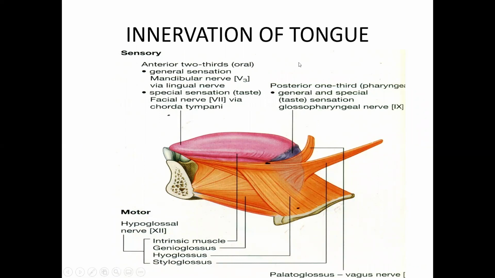Innervation of the tongue, sensory innervation of the tongue. The motor supply of the tongue is the hypoglossal nerve. All the muscles are supplied by the hypoglossal nerve except the palatoglossus. This is the motor innervation.